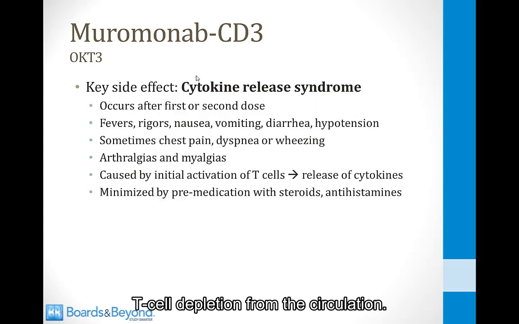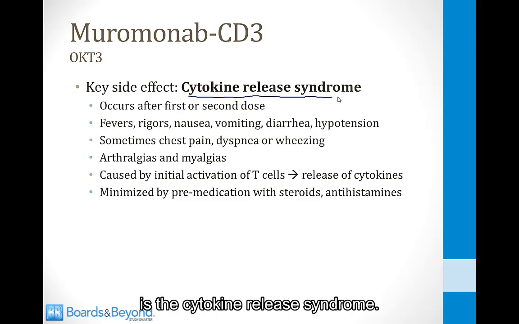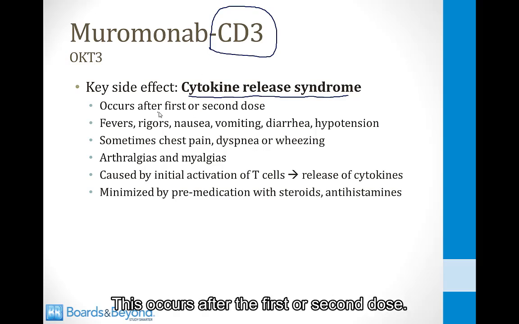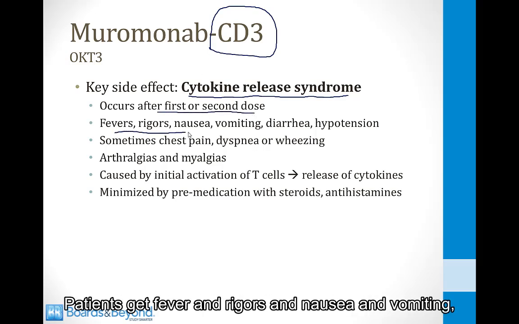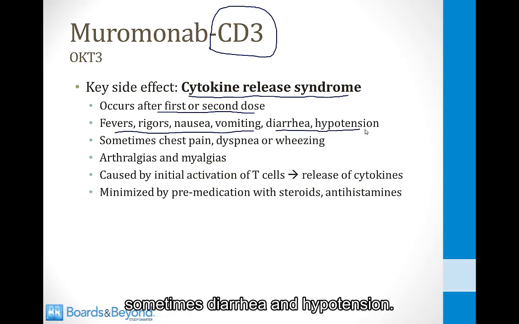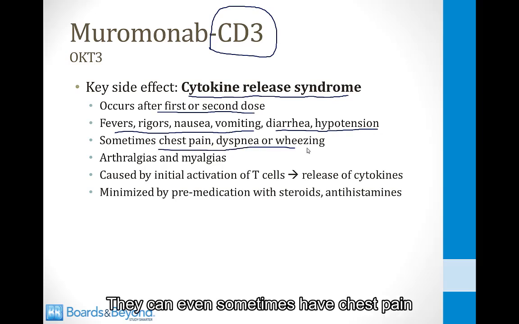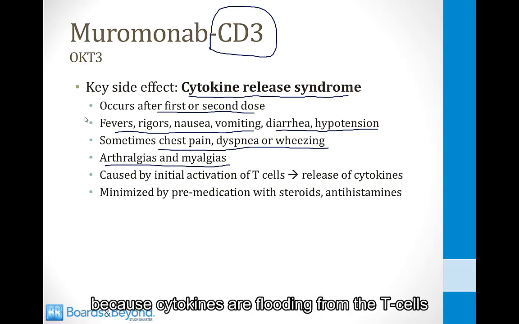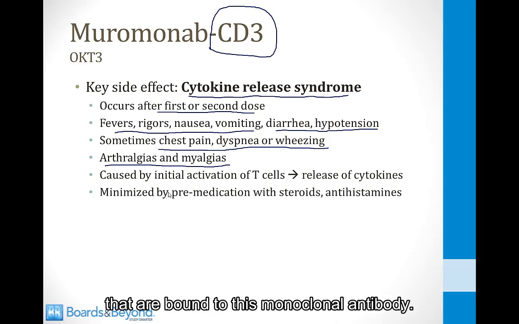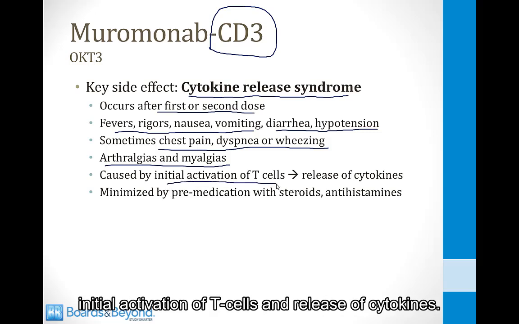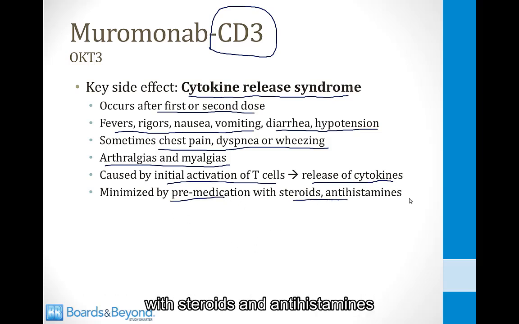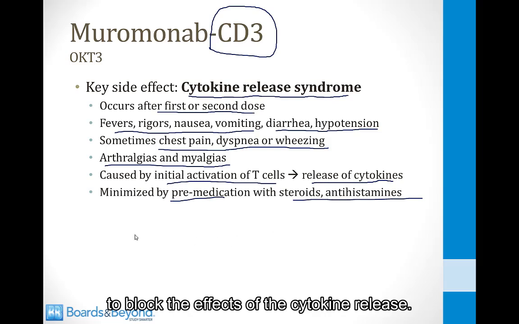A unique side effect of this drug is the cytokine release syndrome. It will initially bind to CD3 and activate T cells. This occurs after the first or second dose. Patients get fever and rigors and nausea and vomiting, sometimes diarrhea and hypotension. They can even sometimes have chest pain and dyspnea or wheezing. People have reported arthralgias and myalgias. Essentially, they look very sick because cytokines are flooding from the T cells that are bound to this monoclonal antibody. This is caused by, as I said before, initial activation of T cells and release of cytokines, and this side effect is minimized by pre-medication with steroids and antihistamines to block the effects of the cytokine release.